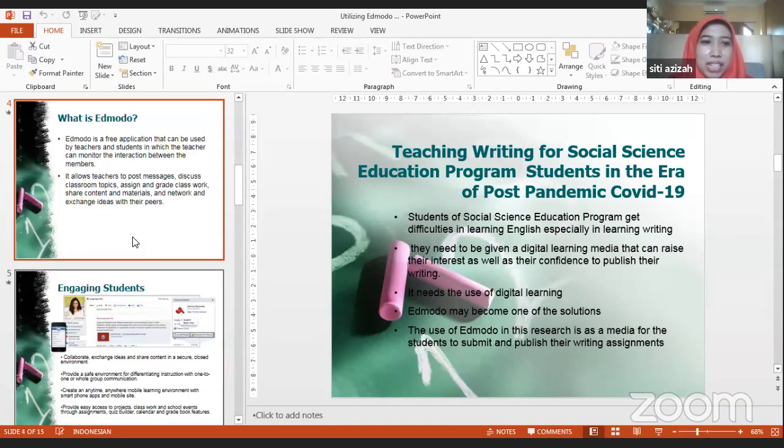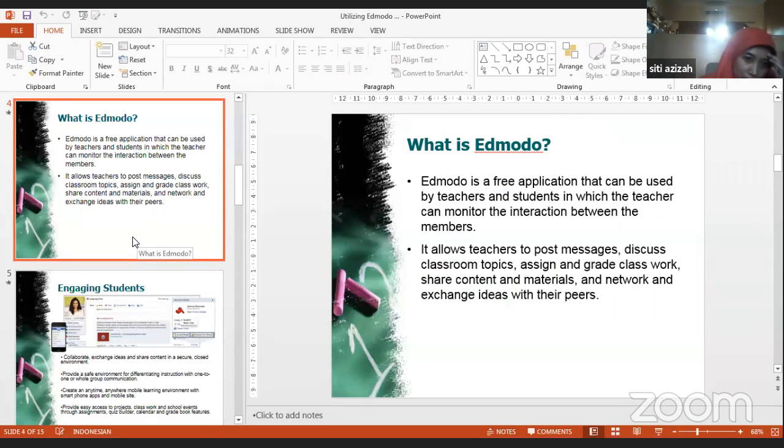Edmodo is a free application that can be used by teachers and students in which the teacher can monitor the interaction between the members. It allows the teacher to post messages, discuss classroom topics, and assign and grade classwork. And they can share content and materials and network and exchange ideas with their peers. In Edmodo, there are some features, like notes. We can have notes that consist of some features, and also the grade to monitor and give their feedback.